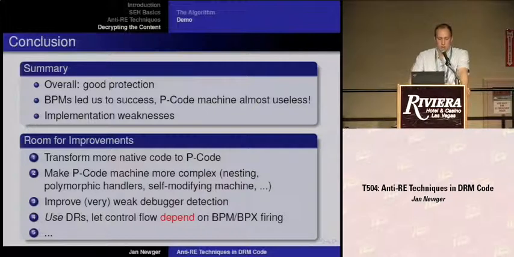Another way to improve the protection would be to use debug registers for their actual purpose. That is, the system could let control flow depend on BPMs. In this way, we would have no chance of emulating any debug registers because they would be used by the protection itself. And I don't know why the people developing this protection didn't do this.